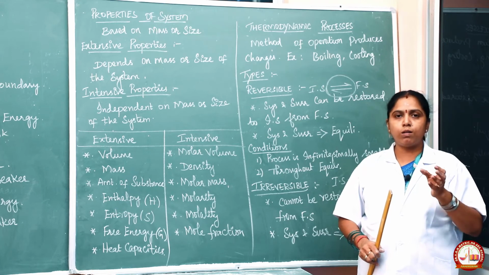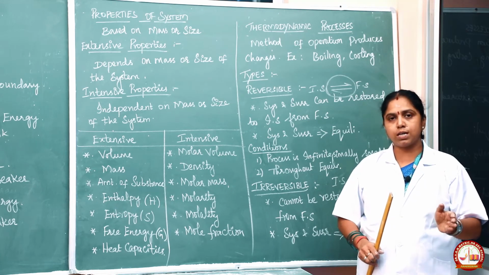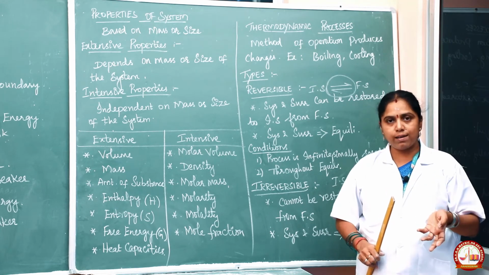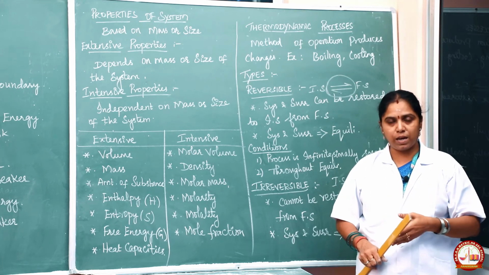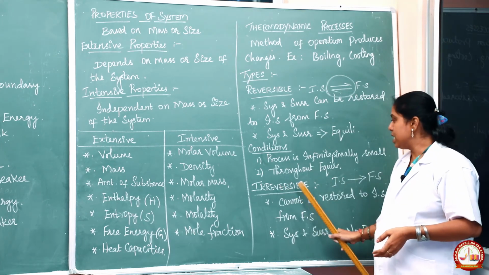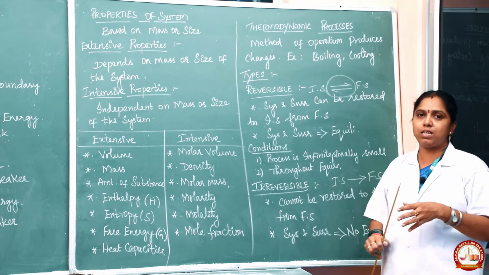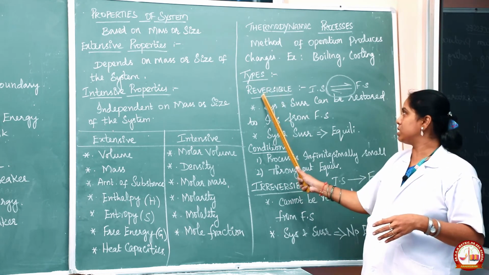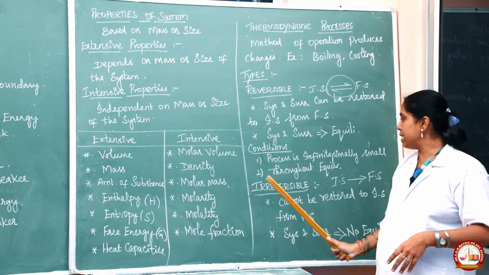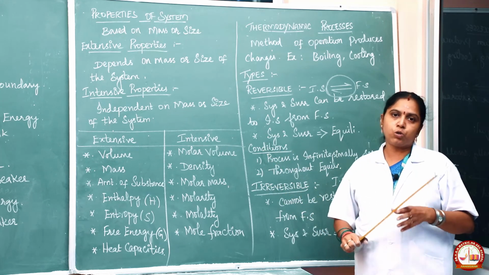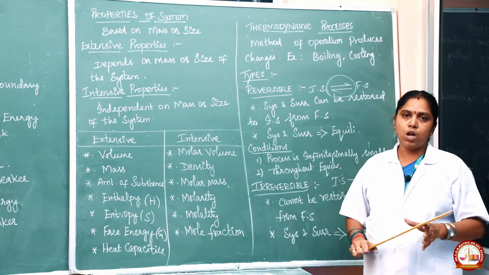And also all the naturally occurring processes are spontaneous. Once it is taking place, they are spontaneous as well as irreversible. So we should remember these two terms: when we say reversible, equilibrium; when we say irreversible, spontaneous. So that is about the irreversible process.